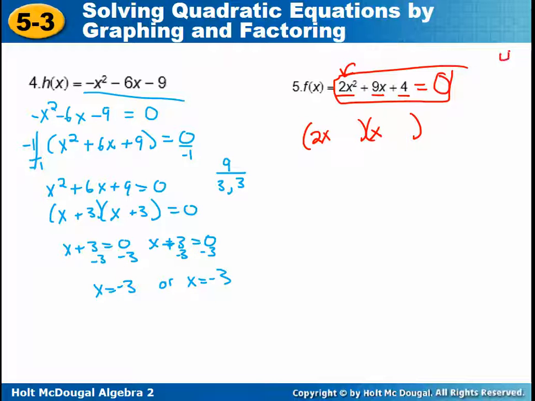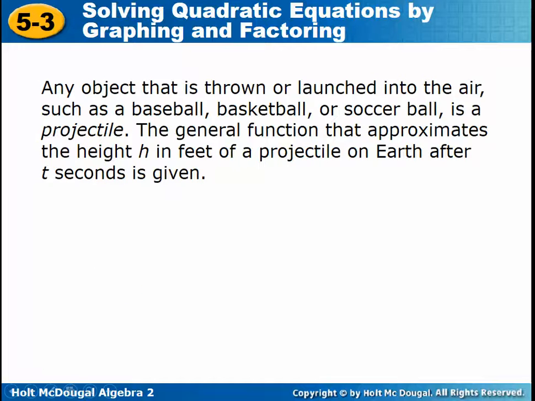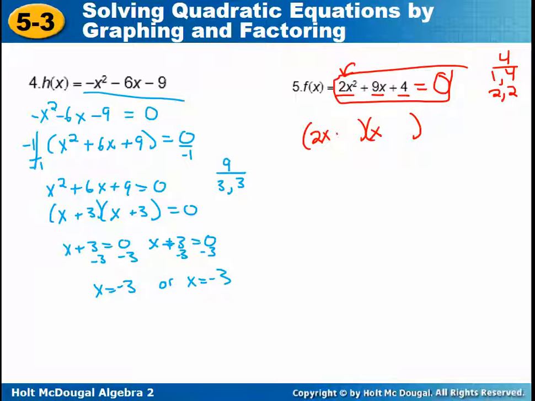Now, what are the factors of 4? They're either 1 and 4 or 2 and 2. They also could be negative, but that's not going to make sense for the 9. Now it's kind of a guess and check sort of thing. Let's try the 1 and 4 first.